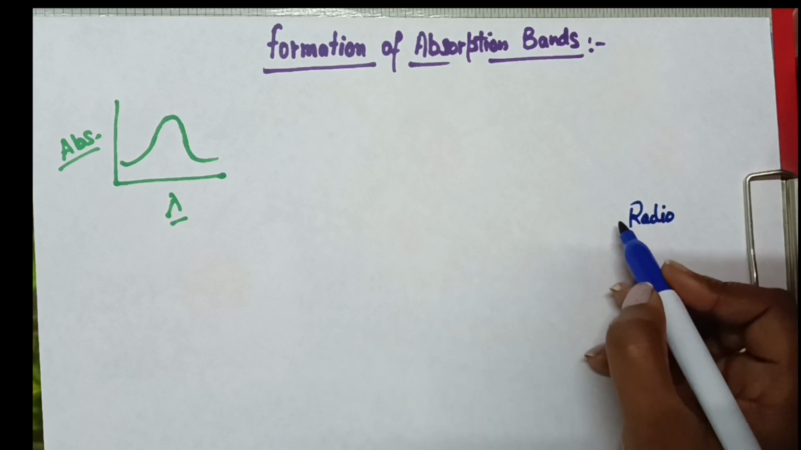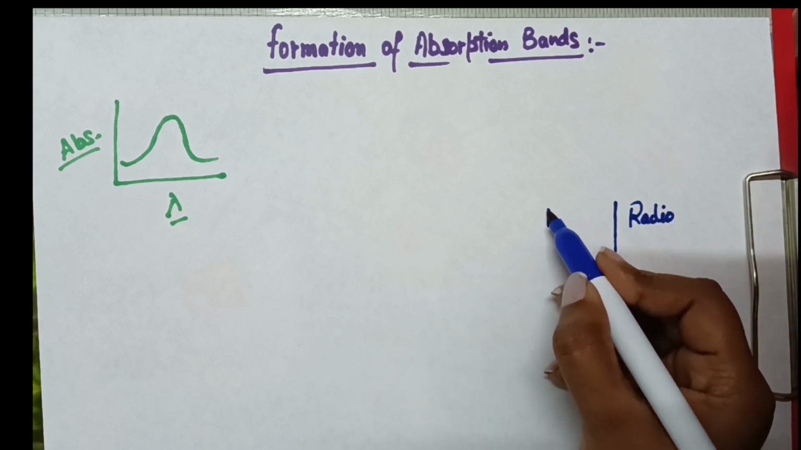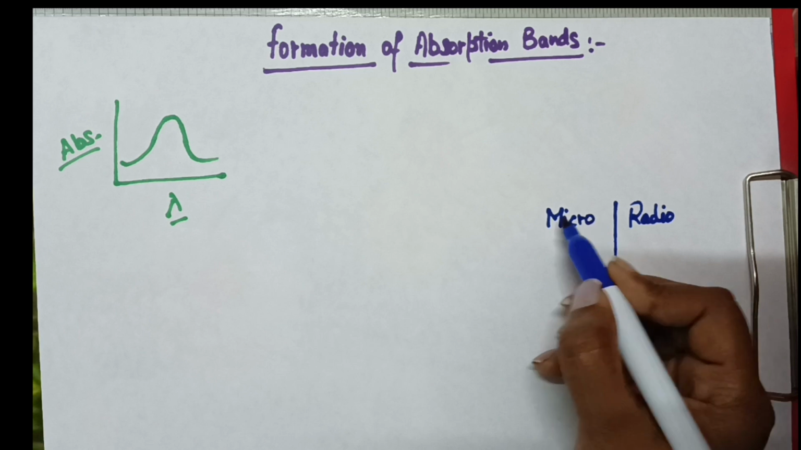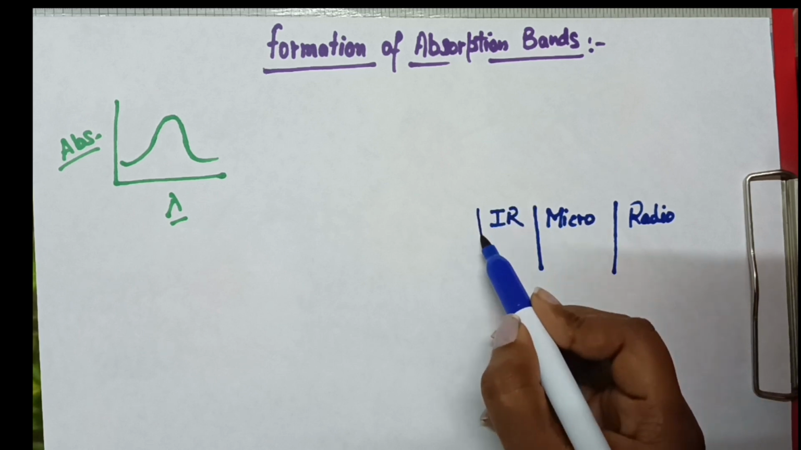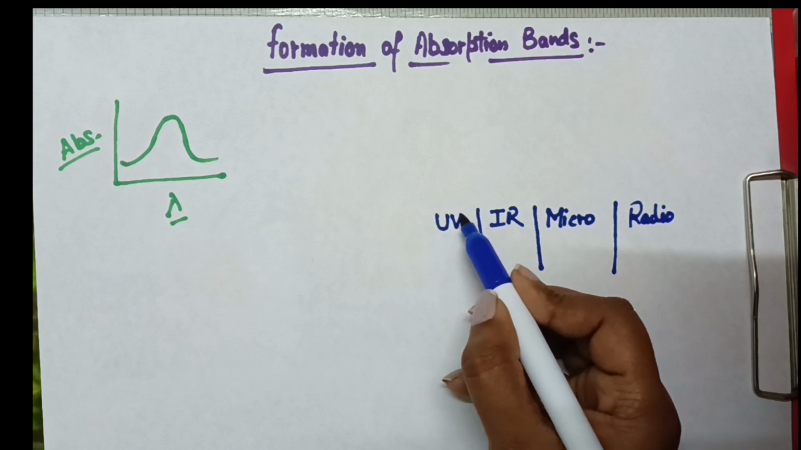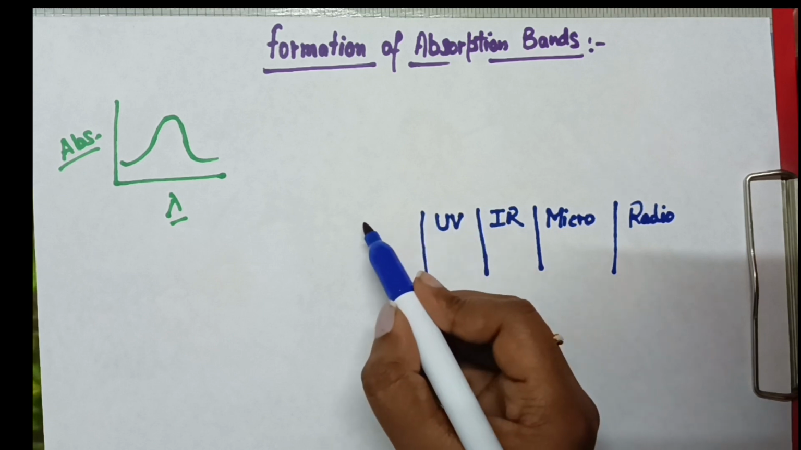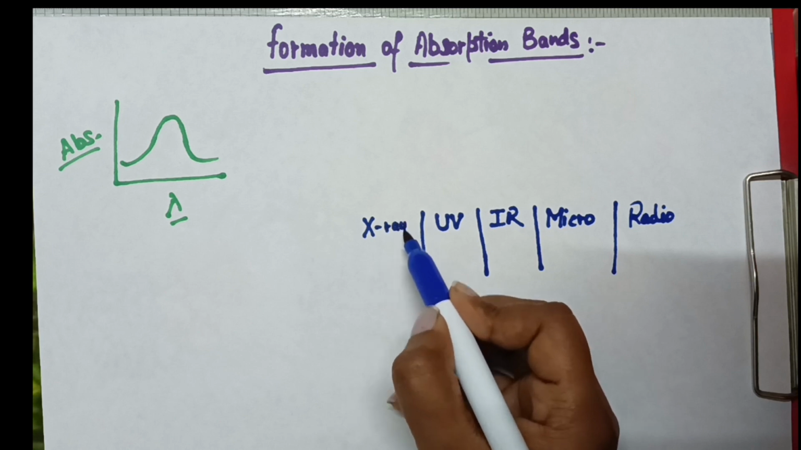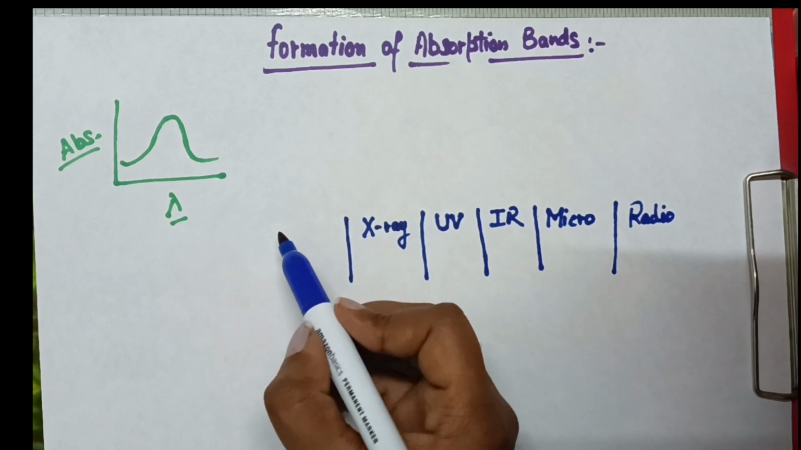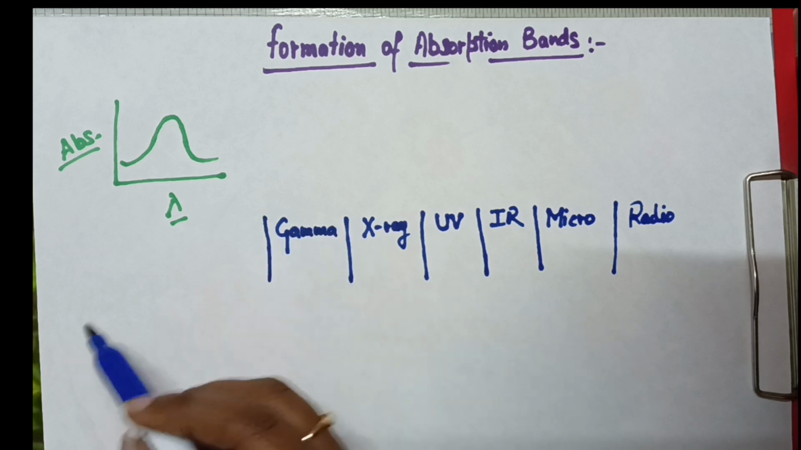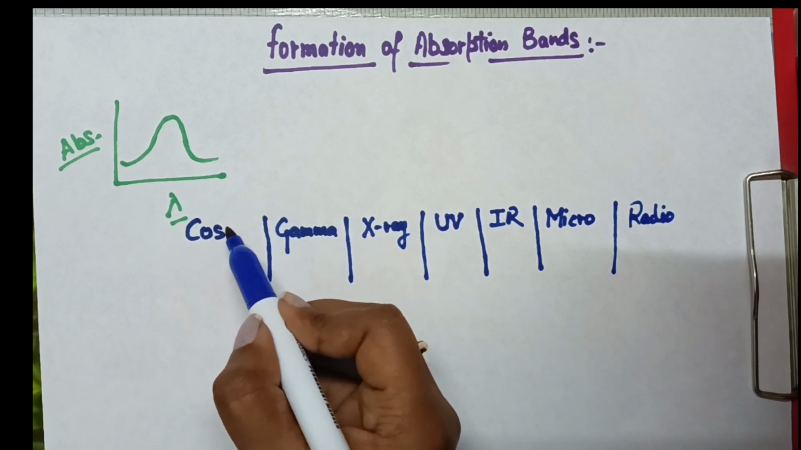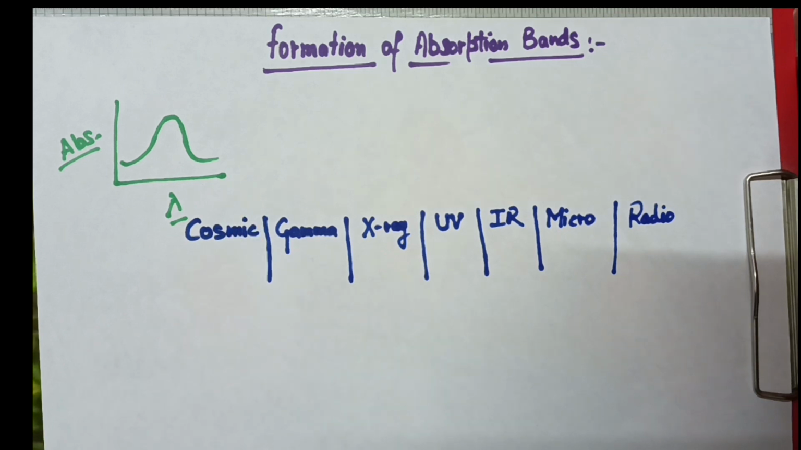radio waves, followed by microwaves, then we have IR, and then UV, X-ray, gamma, and then cosmic. Now this is in order of increasing energy.